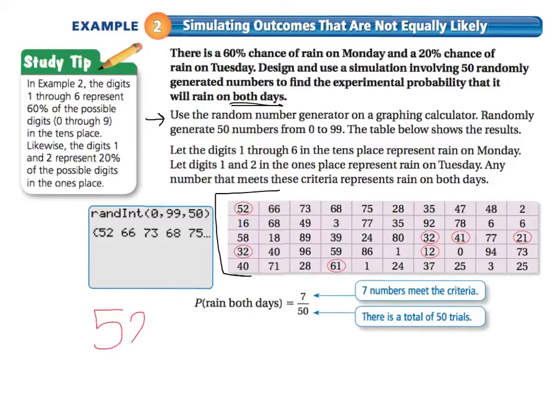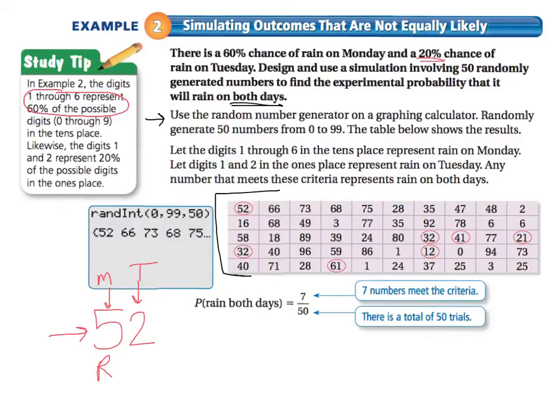So if we look at the number 52, this is Monday, this is Tuesday. Since there's a 60% chance it will rain on Monday, we take the numbers 0 through 9. There are 10 numbers. 60% would represent 6 numbers out of 10. Because it's 6 numbers, we're going to say that 1 through 6 represent it will rain on the first day. So if we look here, is 5 in 1 through 6? Yes: 1, 2, 3, 4, 5, and 6. So this means it rained on Monday.